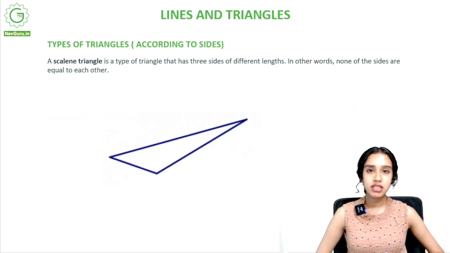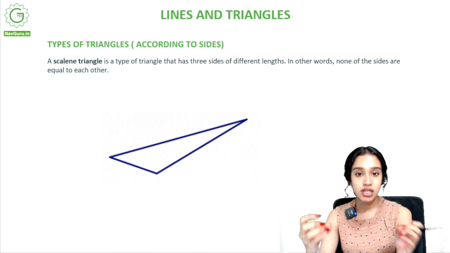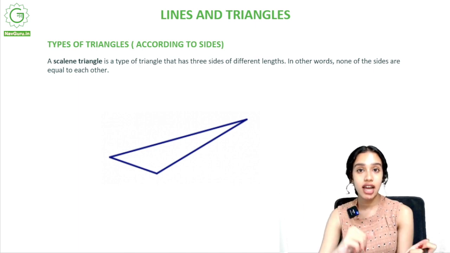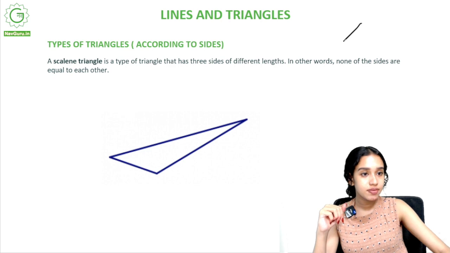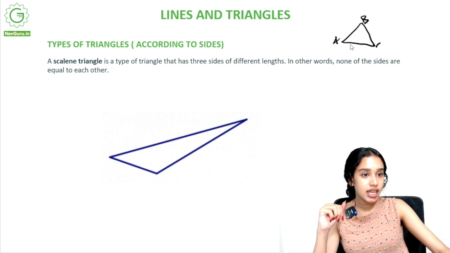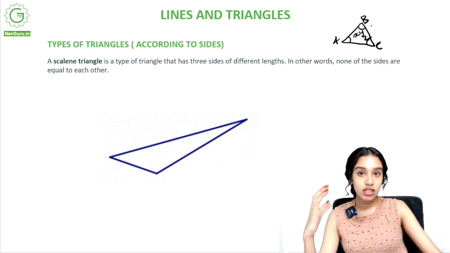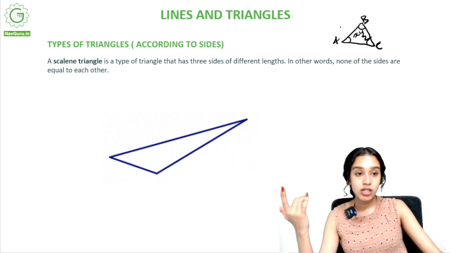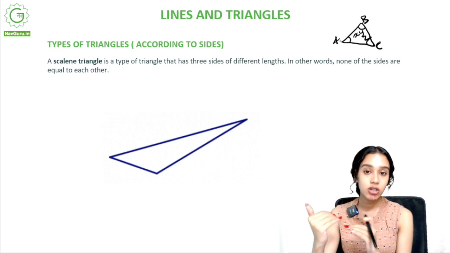Now, let's talk about the different types of triangles, okay? We could categorize triangles into different types according to their sides and also according to their angles, right? So we have a triangle with three sides, AB, BC and AC, right? And three angles X, Y and Z. So we could categorize triangles according to sides and also according to the angles between them. So let's see how they're categorized according to the sides.